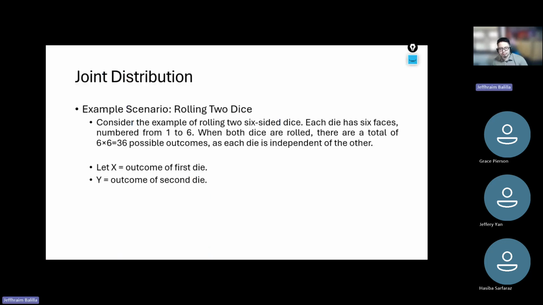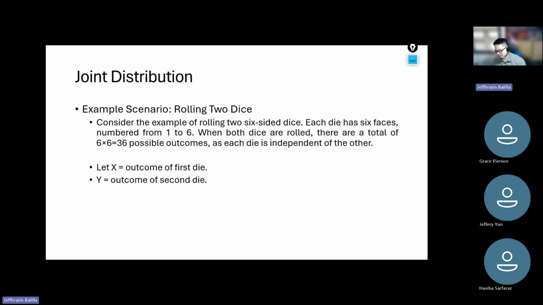So let's have an example for joint distribution. We'll have this example of rolling two dice. Consider the example of rolling two six-sided dice. Each die has six faces, numbers from 1 to 6. Of course, that's the typical. But there's something called a tetrahedron, which is like a die with, I forgot how many faces it has, but it's definitely more than 6. So when both dice are rolled, there are a total of 6 times 6, or 36 outcomes, as each die is independent of the other.